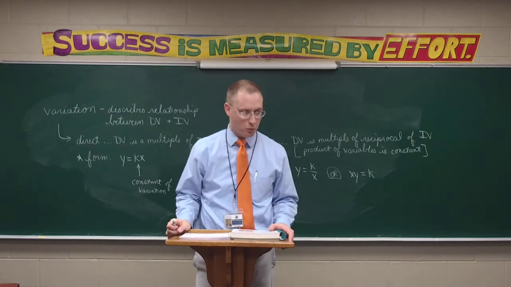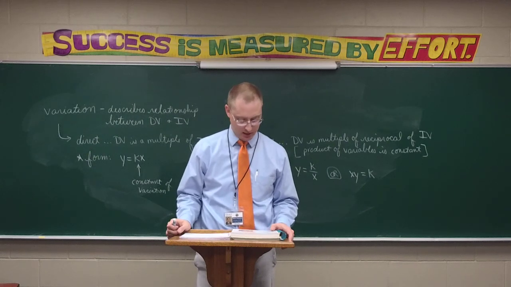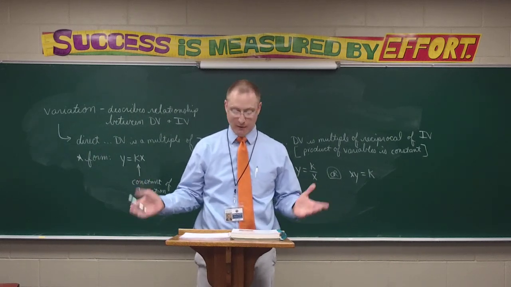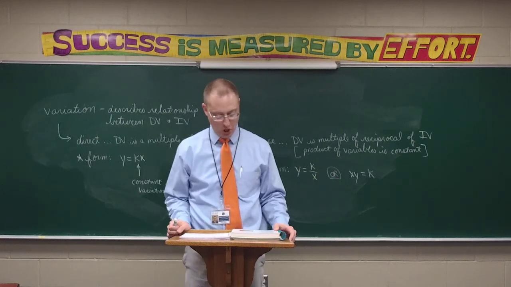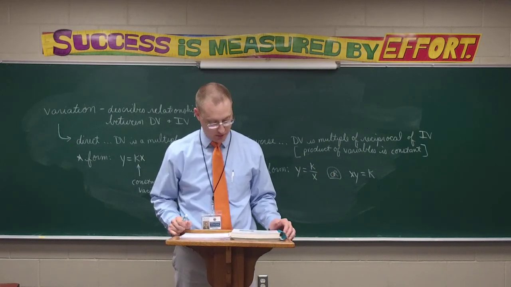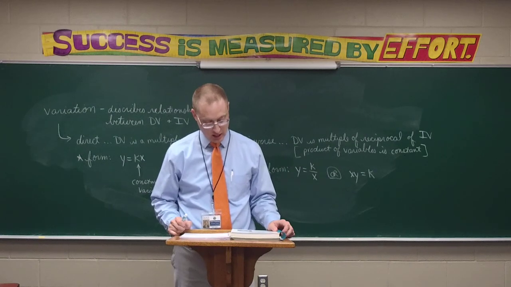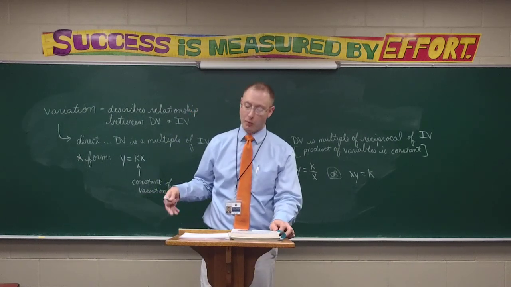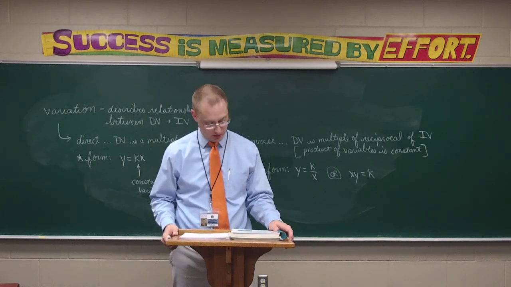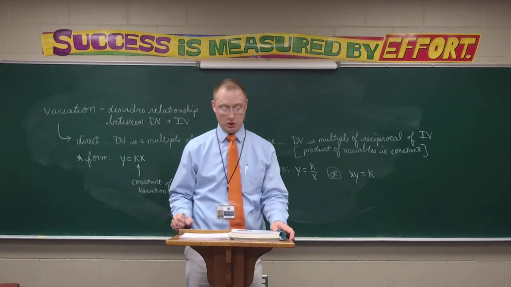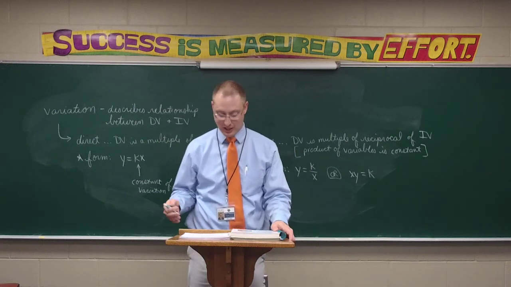Number 9. What is the constant of variation, Maddie? 4. Because every time you multiply, you always get 4. So that's the constant of inverse variation. What about number 10, Kendall? What's the constant of inverse variation? -10. You multiply those, you always get -10. Look at number 11. What's the constant of variation here, Brandon? -2. Because when you multiply those together, you always get a -2.